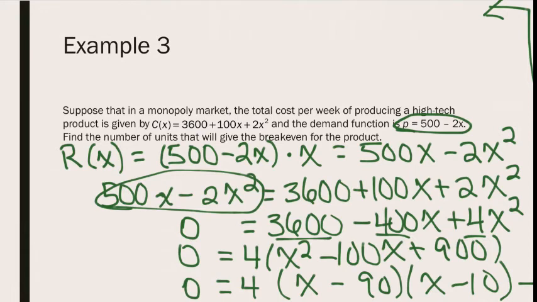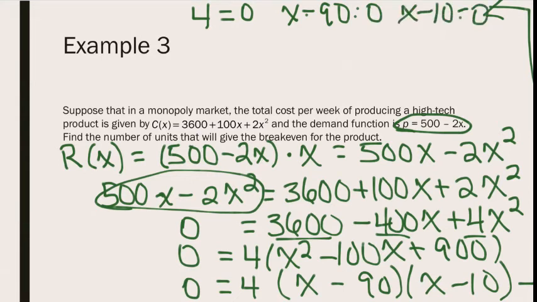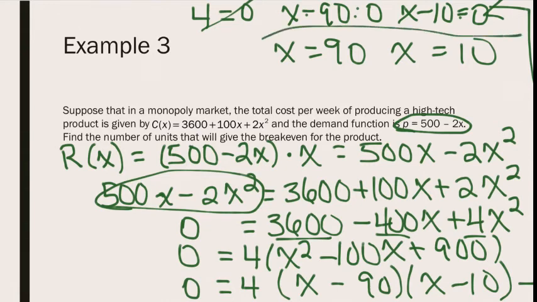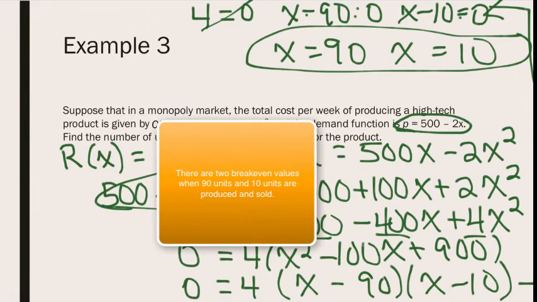We then use our zero product rule to find what the values of x are. And we find that x is equal to 90 or x is equal to 10. So that means that there are two different numbers of units that are going to create a profit of 0. That's when 90 units are sold and produced and when 10 units are sold and produced.